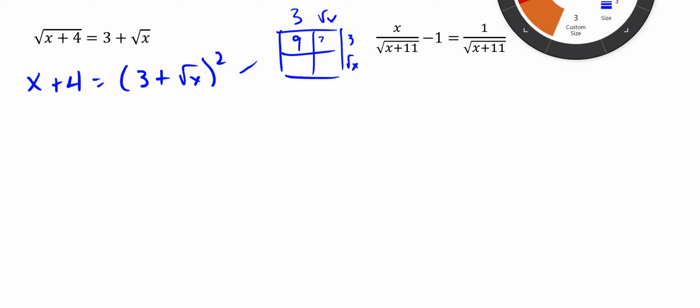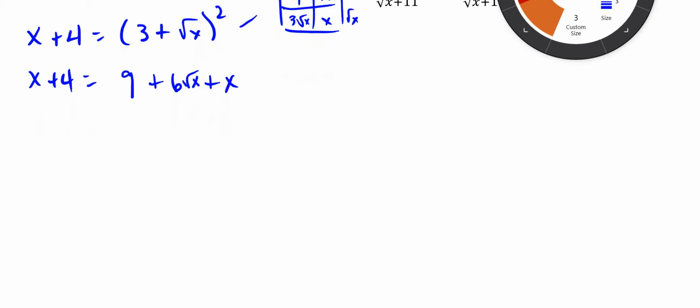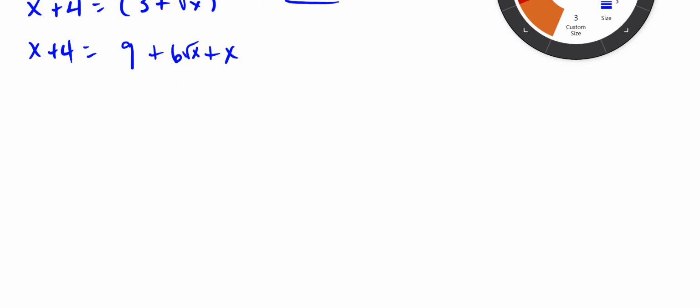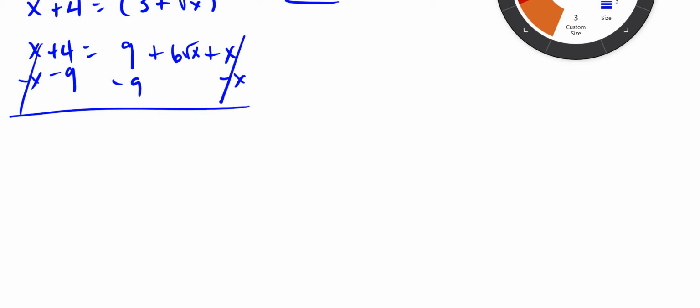So you're going to get 9, 3 square roots of x, 3 square roots of x, and just x. So it's going to become x plus 4 equals 9 plus 6 square root of x plus x. Then we could go through and try and get that square root by itself. So I'd subtract 9, subtract x. Yay, look at that, the x's cancel. So you have negative 5 equals 6 square root of x.